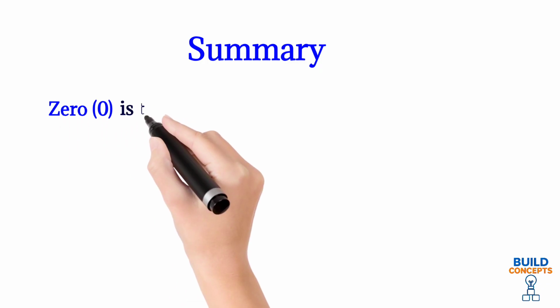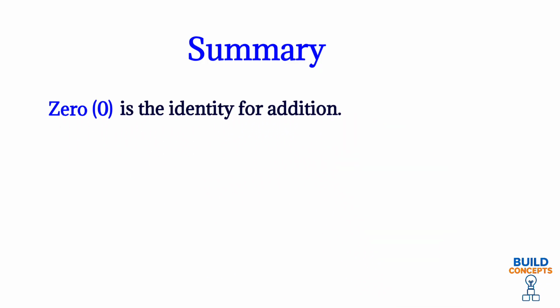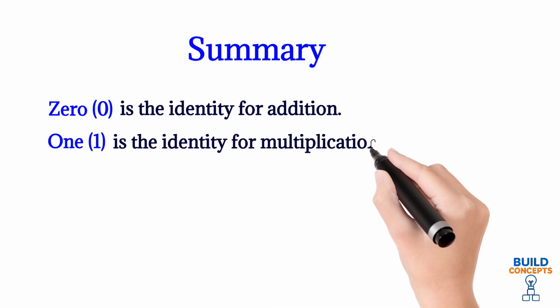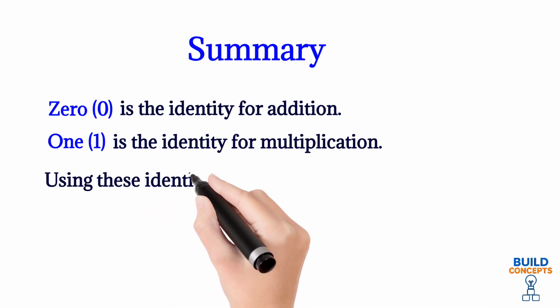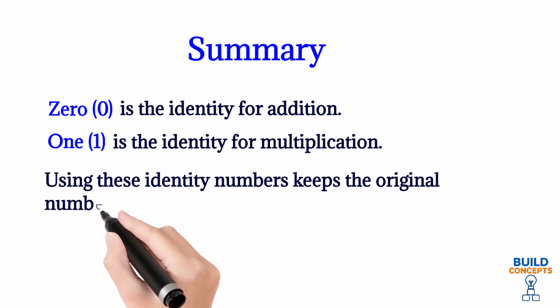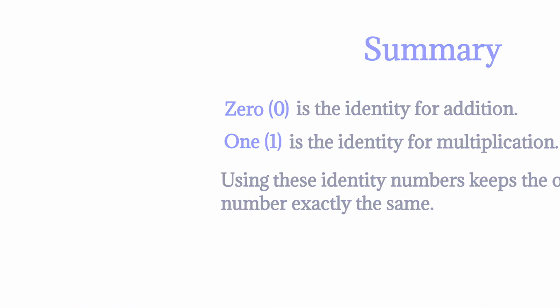Here is the key idea. 0 is the identity for addition. 1 is the identity for multiplication. Using these identity numbers keeps the original number exactly the same. That is our introduction to identity numbers. In future lessons, we will use these facts to simplify many problems.